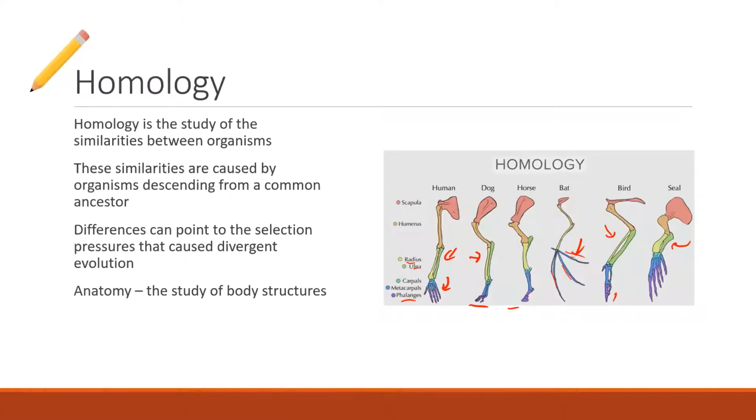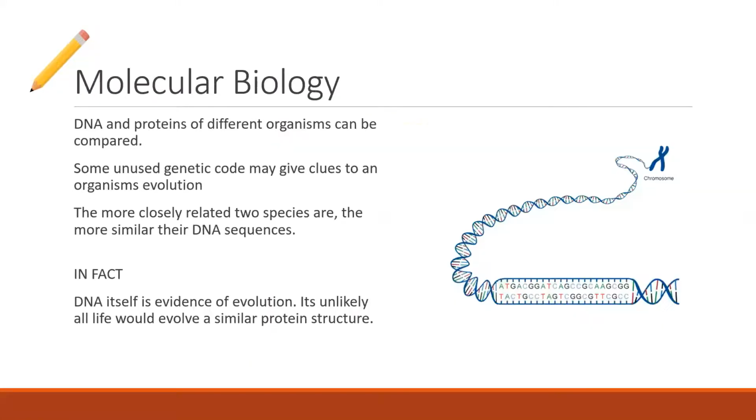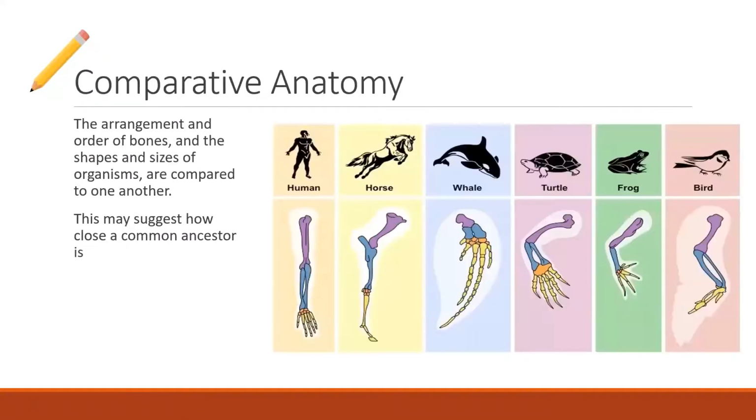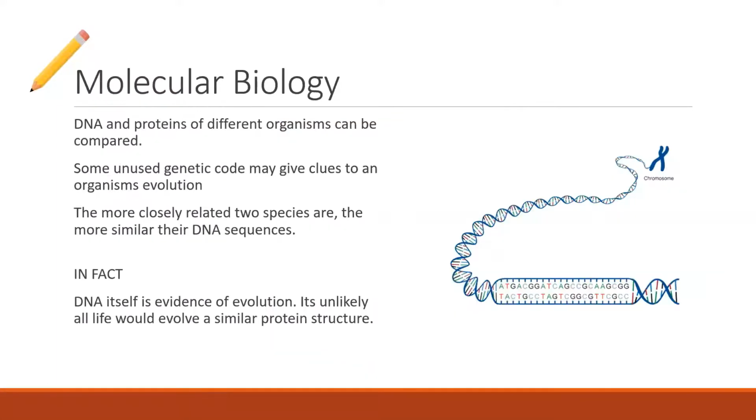Homology, so we're looking at the different shapes of structures in different animals, and also structures in plants as well. Comparative anatomy is when you go, okay, how do these compare? How does this arm shape look in a human compared to a horse? What's similar? What's different? And we talked about molecular biology, so DNA sequences.